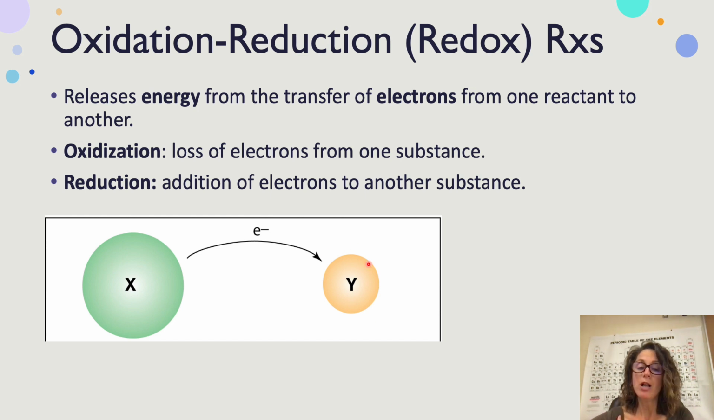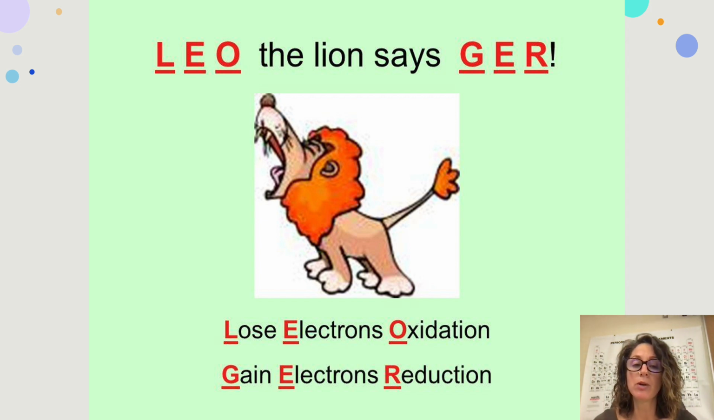One way to remember this is that Y is gaining an electron, so its charge is going to become more negative. So it's being reduced. That's how I always remember: whichever one is getting the electron, its charge is becoming more negative, it's being reduced. A fun way to remember this is Leo the lion says grr. Loss of electrons is oxidation, gain of electrons is reduction.